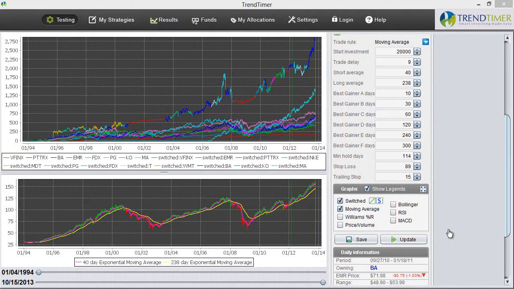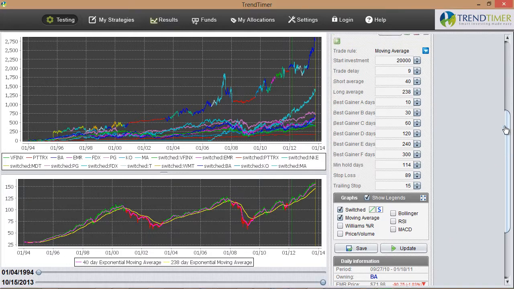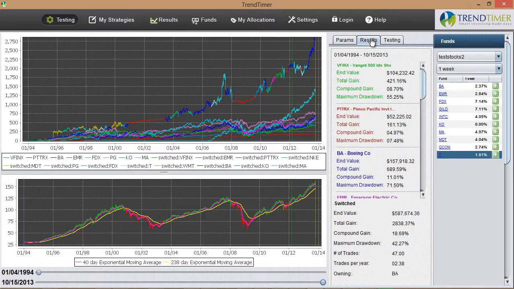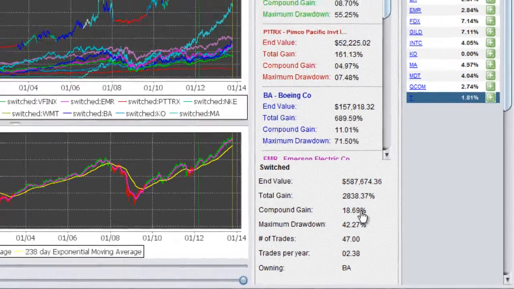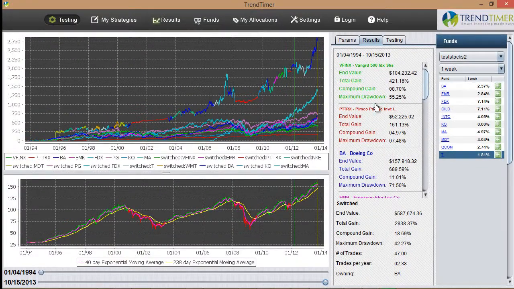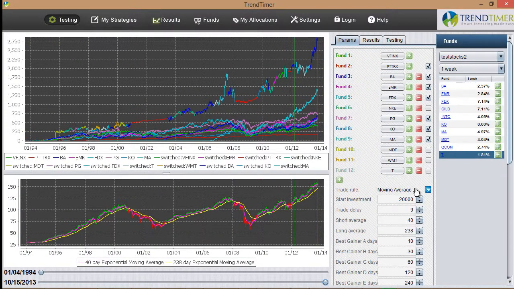So we covered everything you need to know to create your own momentum trend strategies. There's just a couple other things I wanted to show you. So let me scroll up here. Let's check the results for our current strategy. We can see at the moment our compound gain return is only 18.69%, which isn't terrible, but let's see if we can find some better results by adjusting the parameters used by the strategy.